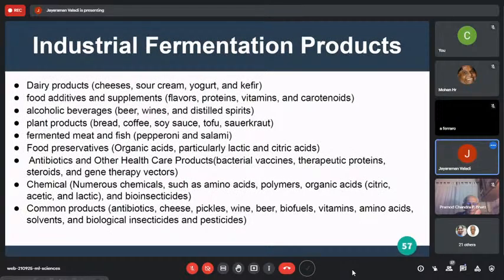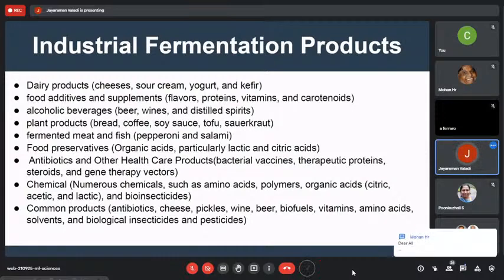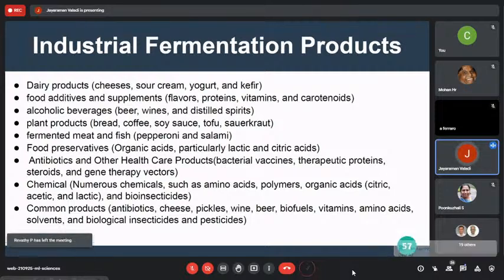Finally, machine learning can be used in industrial fermentation products, because different fermentation conditions have to be used for producing different products. So, for the design of fermenters, the design of the fermentation media and operation, ML can be used at different stages of fermentation processes.